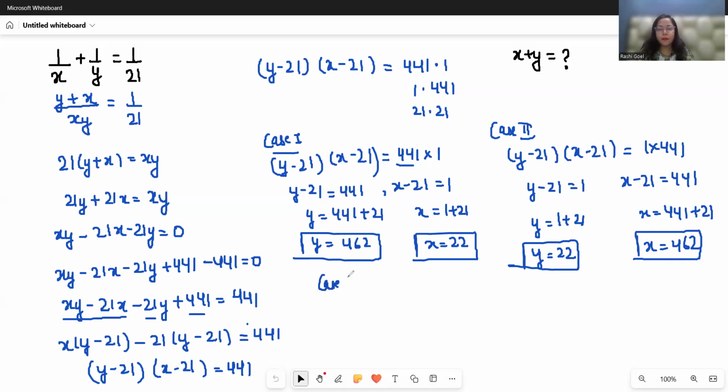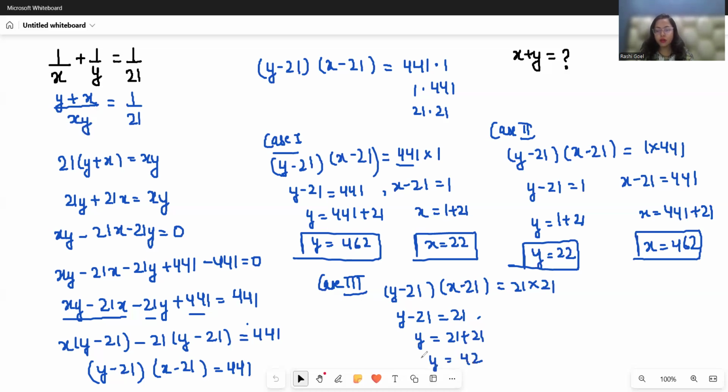Now case 3, (y - 21) times (x - 21) equals 21 times 21. So y - 21 = 21, y is 21 + 21, sorry. So y = 42, and x - 21 = 21, x = 21 + 21, x = 42.